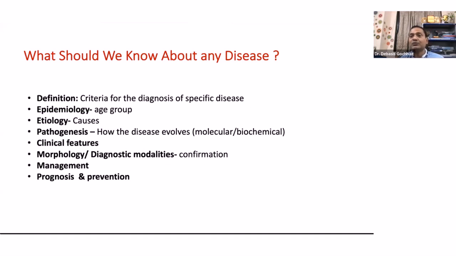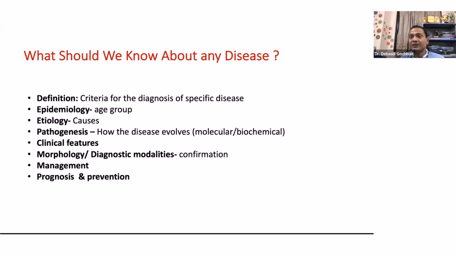Then obviously, after you have managed the patient, then comes the prognosis and prevention. Like say a patient of a pancreatic carcinoma and a patient with a papillary carcinoma. Who is likely to have better prognosis? Obviously a papillary carcinoma of thyroid. Papillary carcinoma of thyroid has very good prognosis as compared to a lung carcinoma or as compared to a pancreatic carcinoma, which has a much worse prognosis.